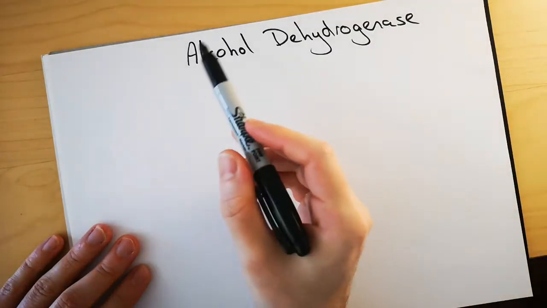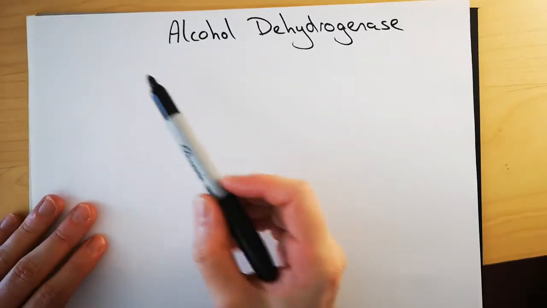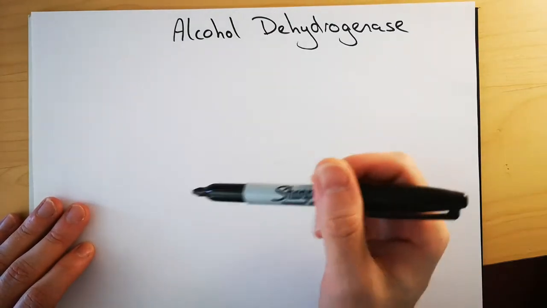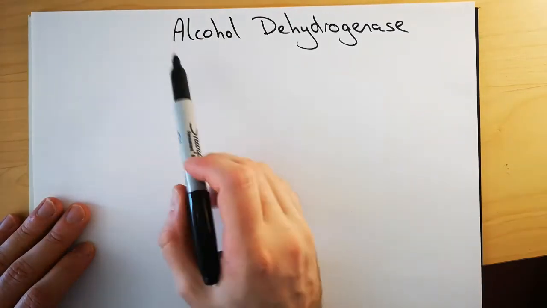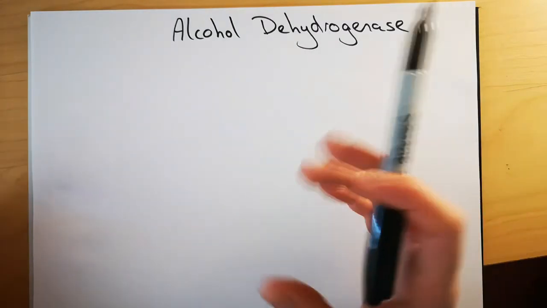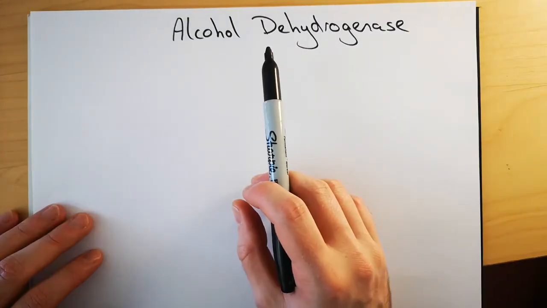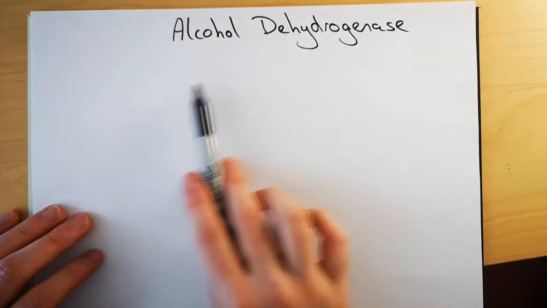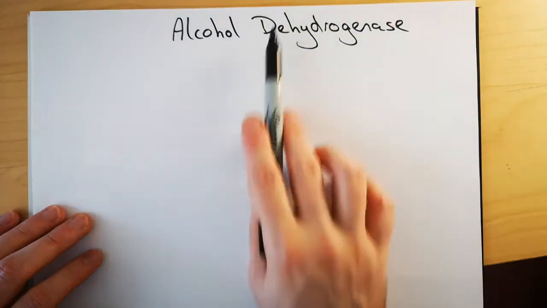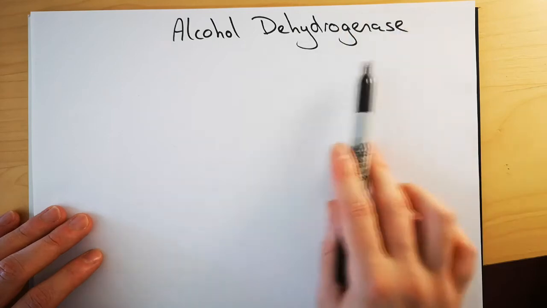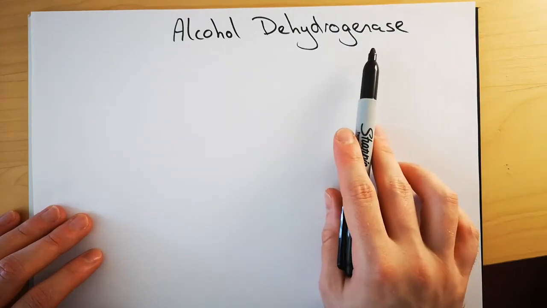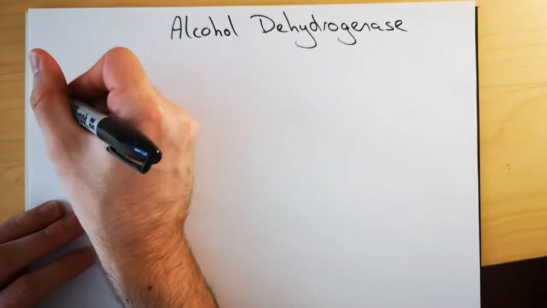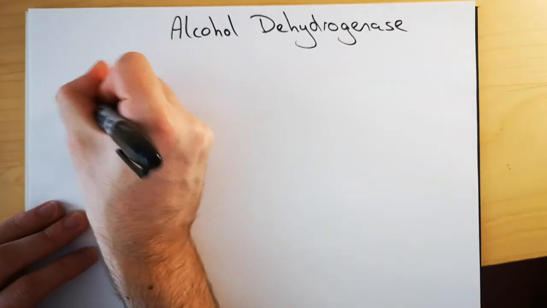This enzyme has a quaternary structure. I think it's made up of 3 polypeptides bound together. What we're going to be doing is taking an alcohol and removing hydrogen from it. The "ase" ending is usually a good giveaway that this is an enzyme.